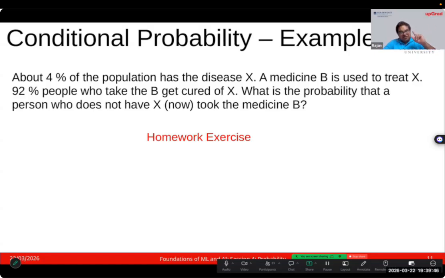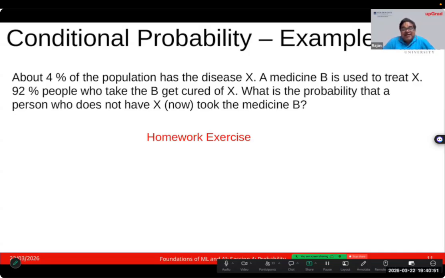What is the probability that a person who does not have X, who does not have the disease now, took the medicine? You randomly pick a person from the population and find that this person does not have the disease. Let us say it's a seasonal flu. Currently this person does not have seasonal flu. That could be because he did not get infected, or he got infected, took the medicine, and now he is free of the disease. Two possibilities. Now I am asking, given this person does not have the disease now, what is the probability he took that medicine?